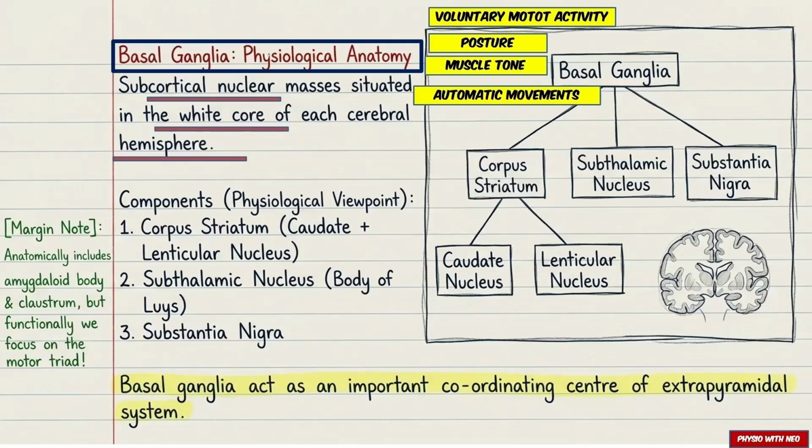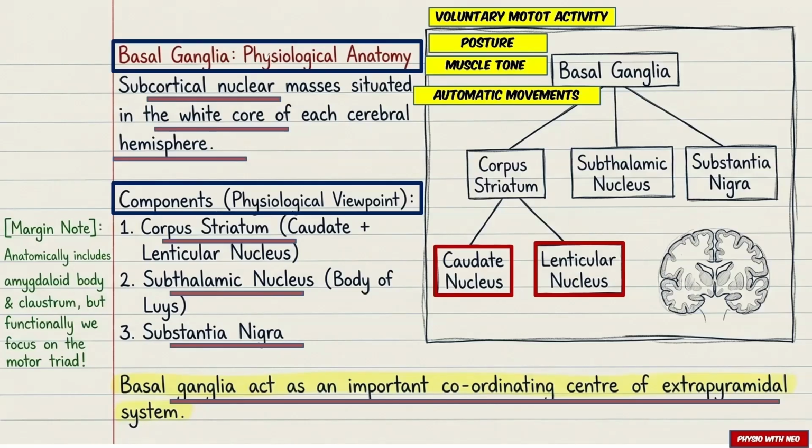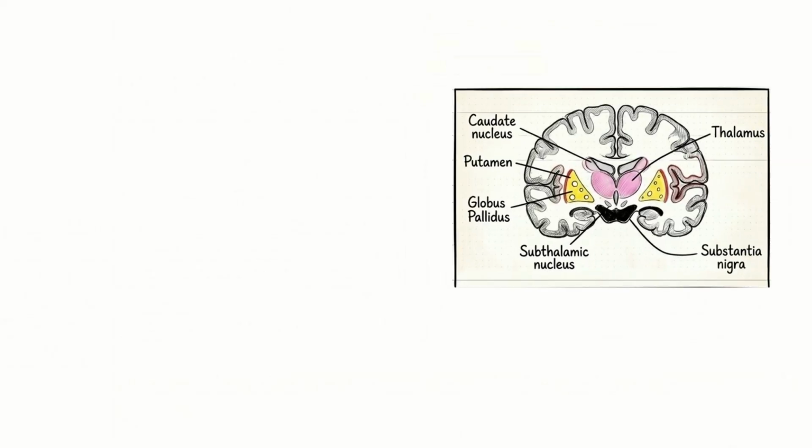That is the components. It mainly consists of corpus striatum, subthalamic nucleus, and substantia nigra. The corpus striatum mainly consists of caudate nucleus and lenticular nucleus. Remember, basal ganglia act as an important coordinating center of the extrapyramidal system. Now the most commonly asked diagram in university examinations. Instead of memorizing randomly, understand the organization.